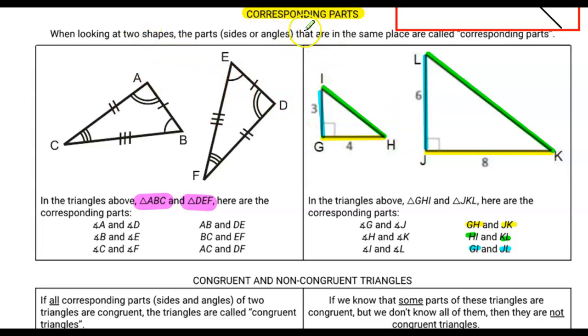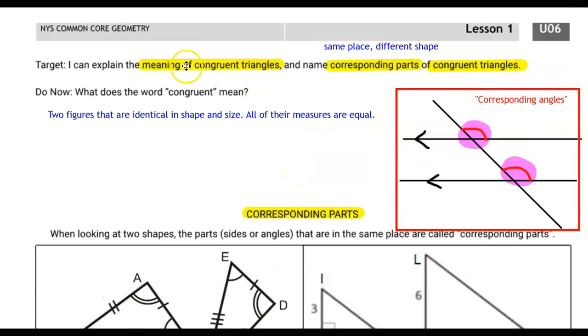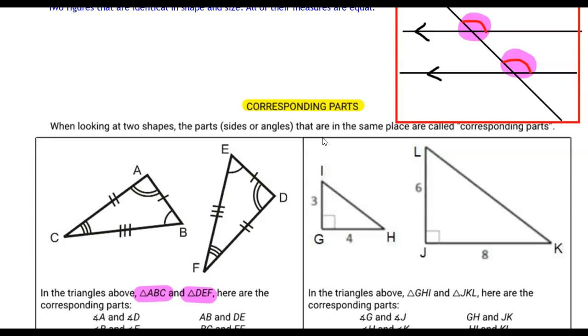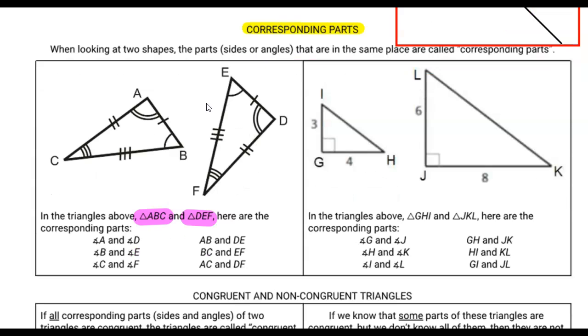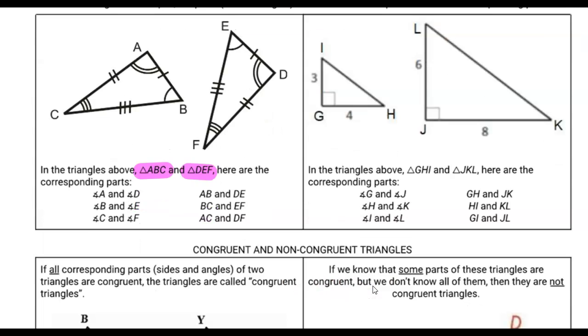So now that we talked about corresponding parts, let's talk about how we can tell whether corresponding parts make triangles congruent or not. Before we do that, let's remind everybody of what we talked about maybe 4 minutes ago. Remember, congruent means two figures that are identical in shape and size. All of their measures are equal. When you think about a triangle, there are really 6 measures you can figure out: 3 measures for the angles and 3 measures for the sides. So a pair of congruent triangles would have 3 sides that are congruent and 3 angles that are congruent.